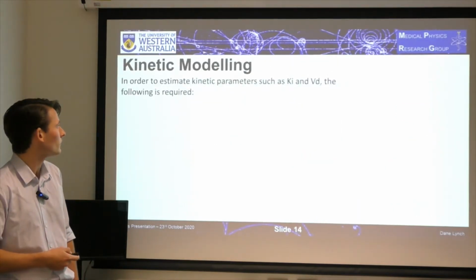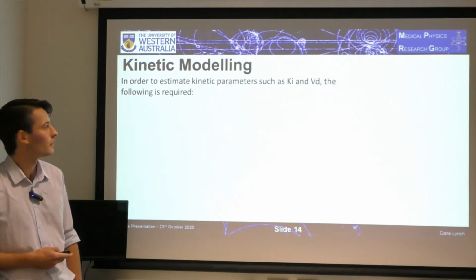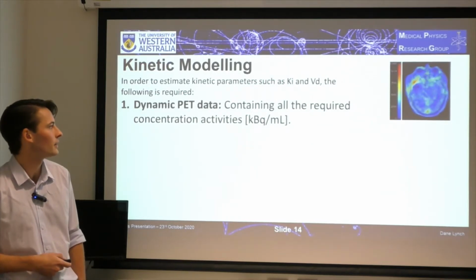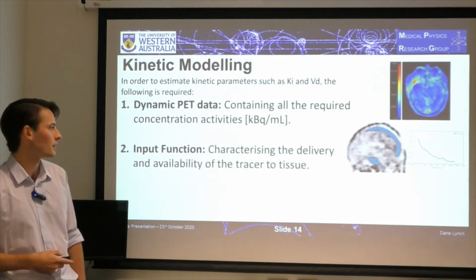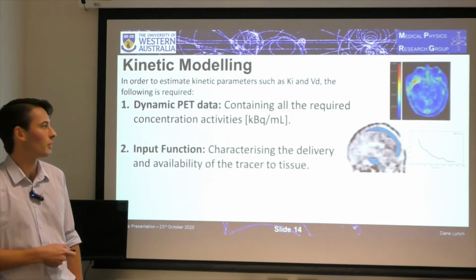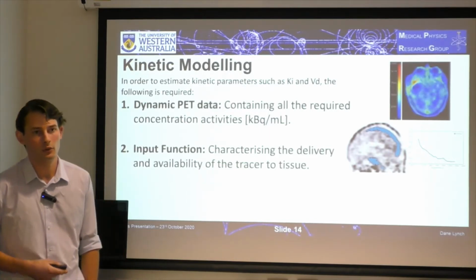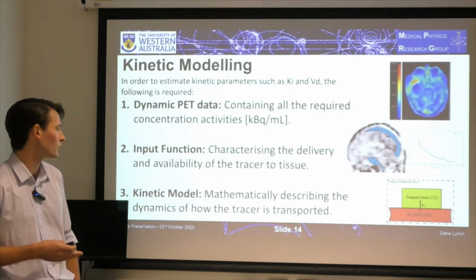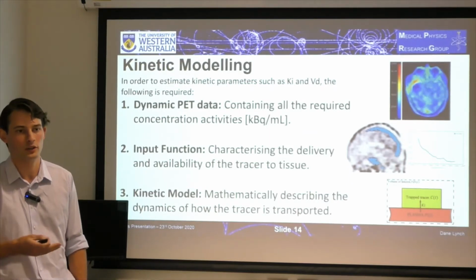So in order to estimate kinetic parameters such as Ki and VD the following is required. A dynamic PET dataset containing all the required concentration activities in kilobecquerels per milliliter. Secondly, an input function that characterizes the delivery and availability of the tracer into tissue. This is usually calculated by segmenting the sinus vessels within the brain, using this region to extract a time activity curve, which we then call our input function. Thirdly, a kinetic model which mathematically describes the dynamics of how the tracer is transported from the blood into tissue and between tissue compartments.